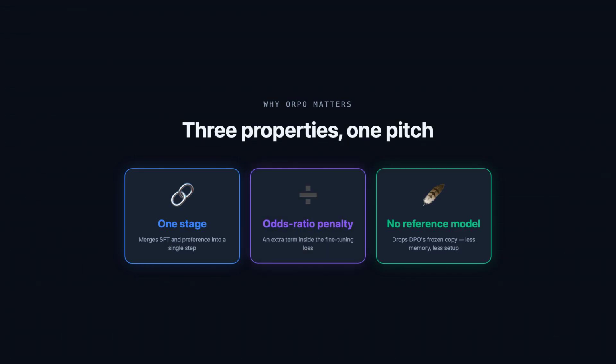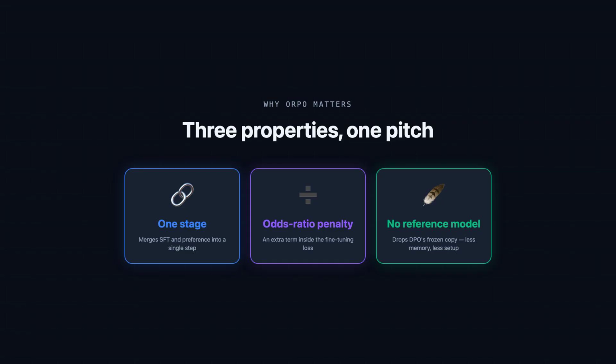The mechanism doing the work is that odds ratio penalty. Rather than a separate objective, it's an extra term inside the fine-tuning loss that increases the odds of the chosen answer and decreases the odds of the rejected one.